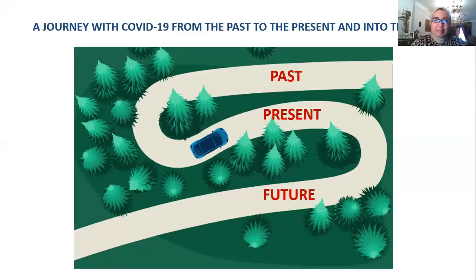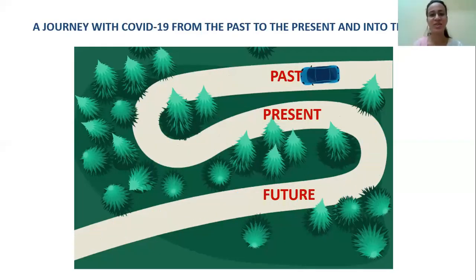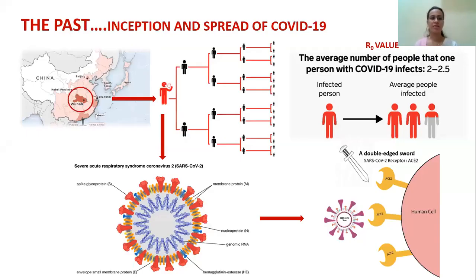Okay. So I will basically be taking you all for a very short journey with COVID-19 from the past to the present and into the future. So looking at the past, we are all aware of the fact that the inception of COVID-19, that is coronavirus-induced disease 19, was in Wuhan in China. And from there, the disease spread worldwide, resulting in a global pandemic.